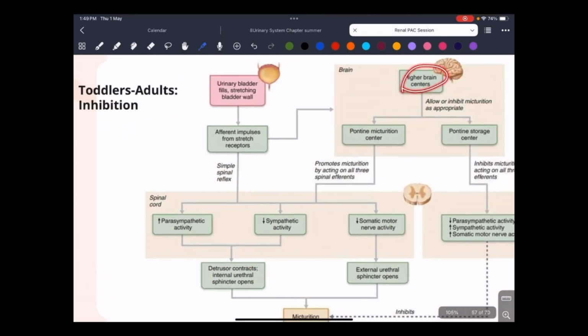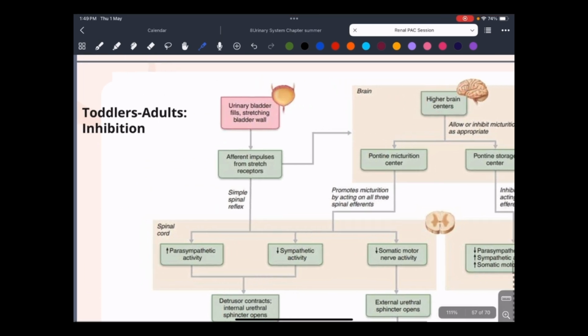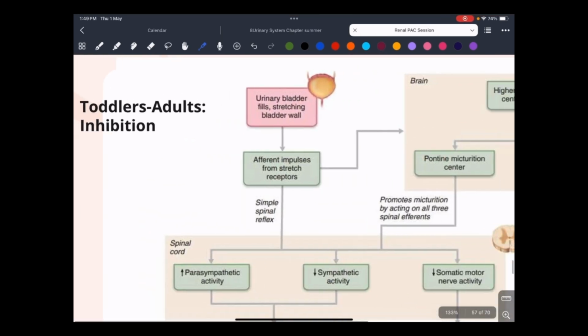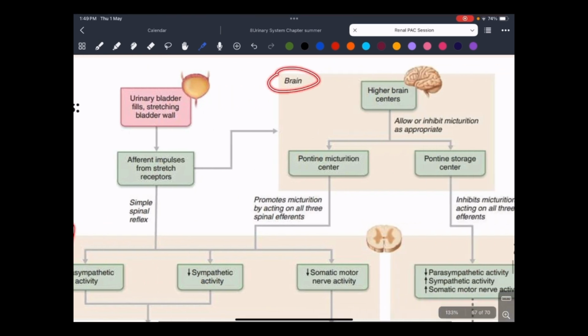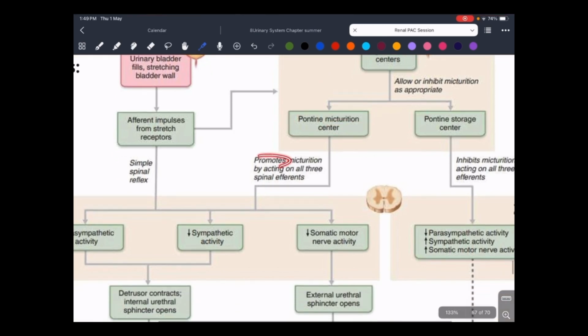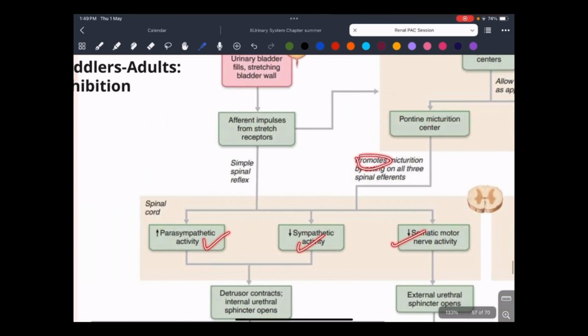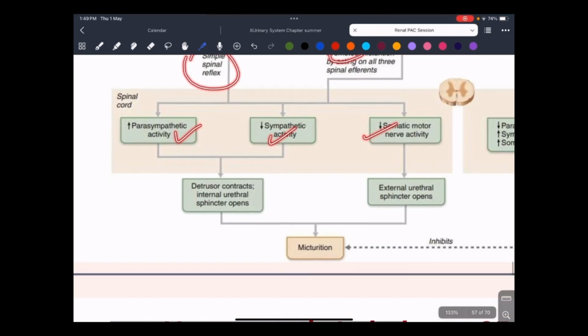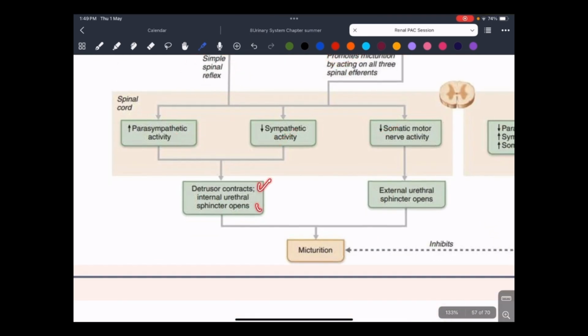We're going to involve the higher brain centers now. Let's say the urinary bladder will stretch with urine. It will give me impulses, but this time not only will it go to the spinal cord, it will go to the brain. If the situation permits that it is appropriate to urinate, then the pontine micturition center will promote micturition by acting on these 3 elements, just like the spinal reflex, and thus my 3 criteria are met and the micturition occurs.